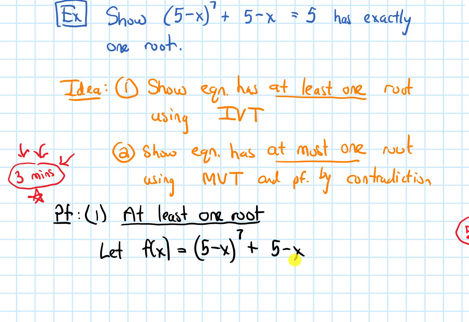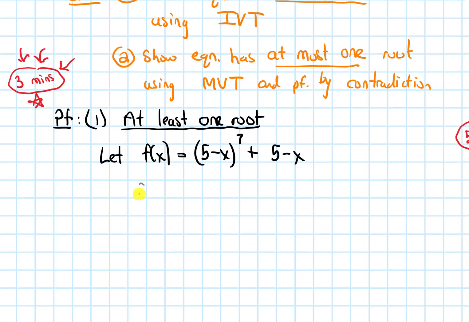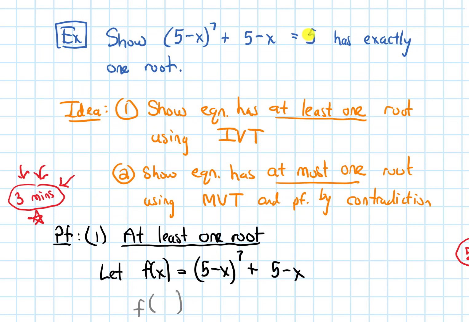Okay, and I need to show that this function equals 5 somewhere. And to do that, I need to find a couple of inputs. I need to find some things that I can plug in for x, such that one of those outputs is bigger than 5 and one of those outputs is smaller than 5. Because if that happens, then somewhere I'm going to reach 5 as an output, as long as my function is continuous, and this function will be continuous.